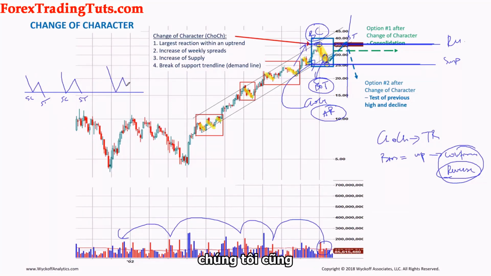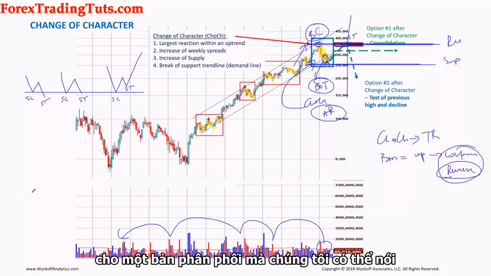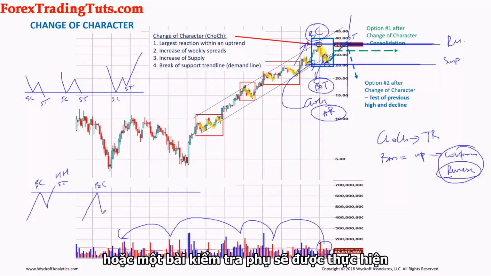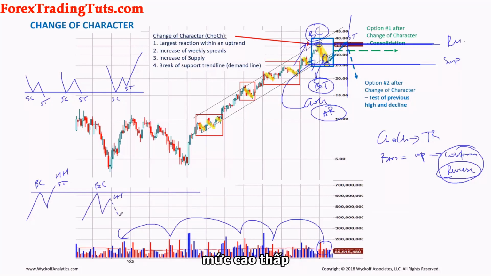We also think that there could be the same situation for a distribution where we could say that the buying climax is going to define the point of resistance, and then we could have a secondary test that's going to have a higher high, or a secondary test that is going to have a lower high, or a secondary test that is going to be on the same level or close to that of the buying climax. So the same structural options on both accumulation and distribution.